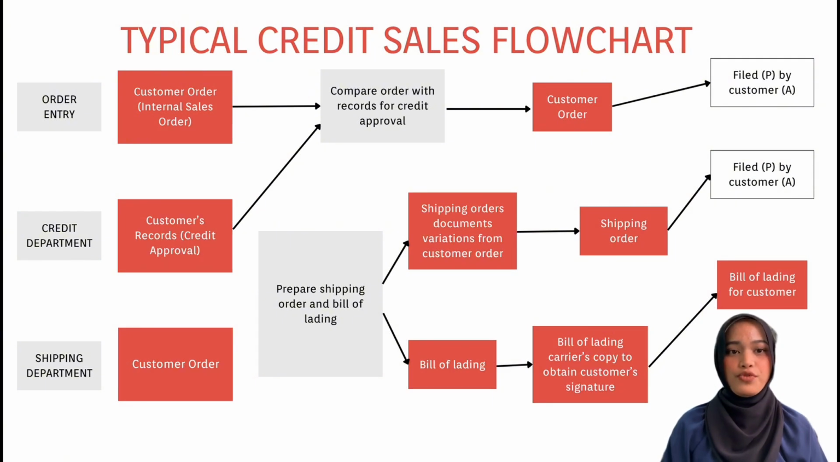Once credit is approved, the shipping department prepares the shipping order and the bill of lading. The shipping order is checked for any discrepancies against the original customer order to ensure accuracy. The bill of lading is then prepared for both the customer and the carrier, with the carrier's copy used to collect the customer's signature upon delivery as proof of receipt.